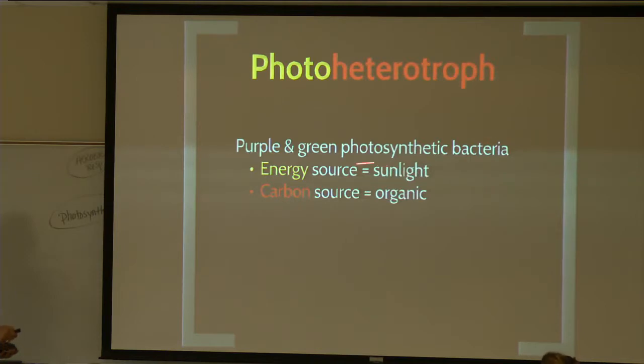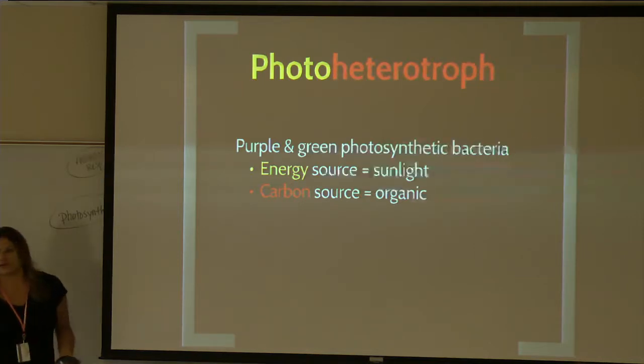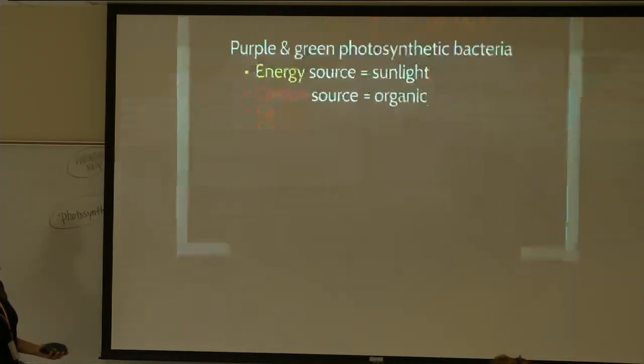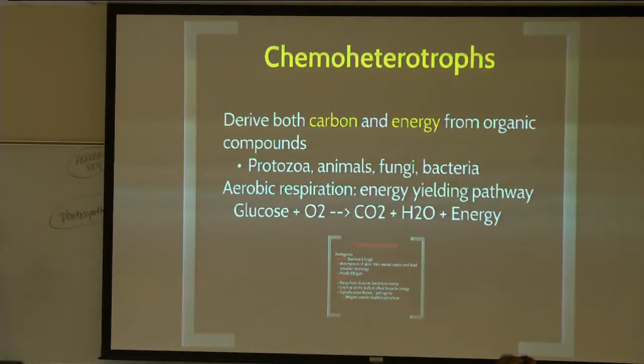Special organisms in this category, not a very popular category for organisms: purple and green photosynthetic bacteria. They used to think they were algae. Then they saw that they had bacterial properties, so they renamed them pretty recently and assigned them as bacteria. And finally, the last category we have, chemoheterotrophs.